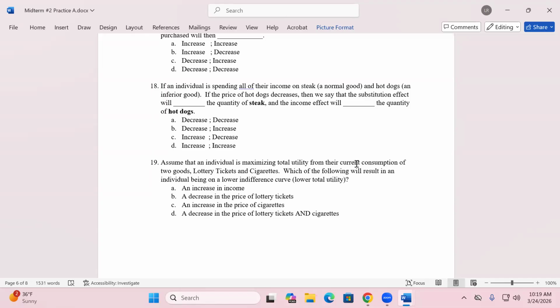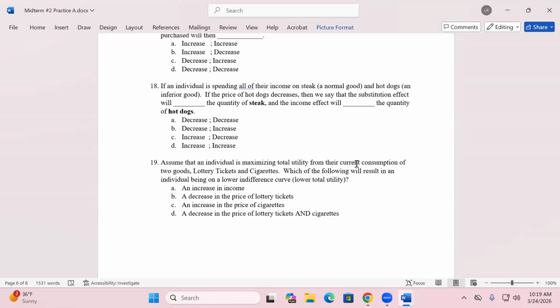Any questions on that idea? So on that one, if I have an increase in income, it's going to put me on a higher indifference curve. I'm looking for something that puts me on a lower indifference curve. Okay. So I'll draw this out for either. So let's do lottery tickets, cigarettes, and I'll actually show you, it doesn't matter which way you model this. Okay, since that was the question you asked. So let's say I'm currently here.